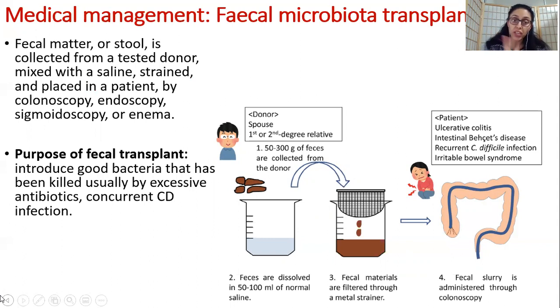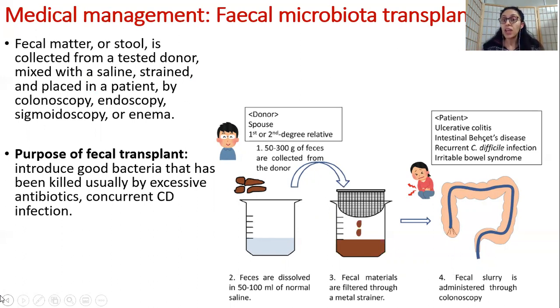When you collect the poop, it is dissolved in normal saline solution. Don't try this at home. It is not just the salt which you have at home for cooking. Their poop is dissolved, and then passed through a sieve, a metal strainer, and that is not the sieve you use in your cooking. This is a different one. Through the sieve, the poop is filtered, so you have all the fecal matter on the top, and in the bottom you have a fecal slurry, meaning fecal liquid.